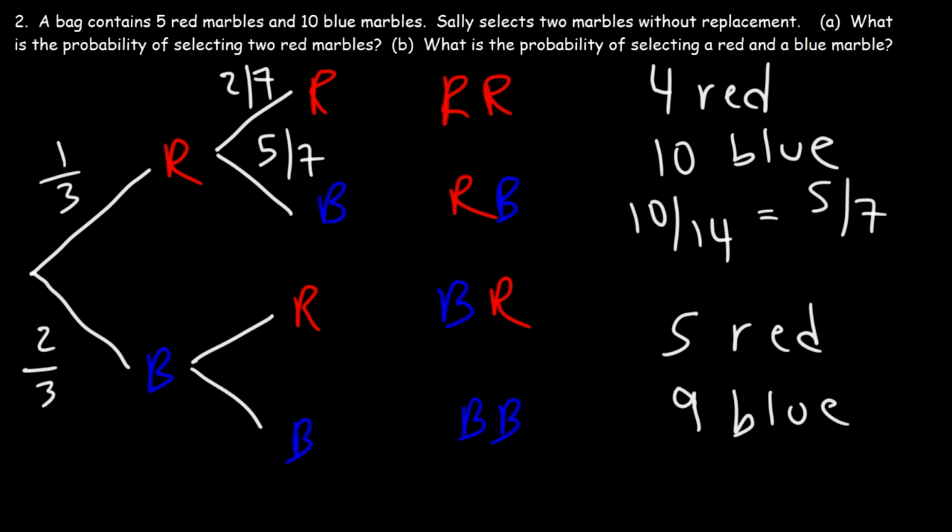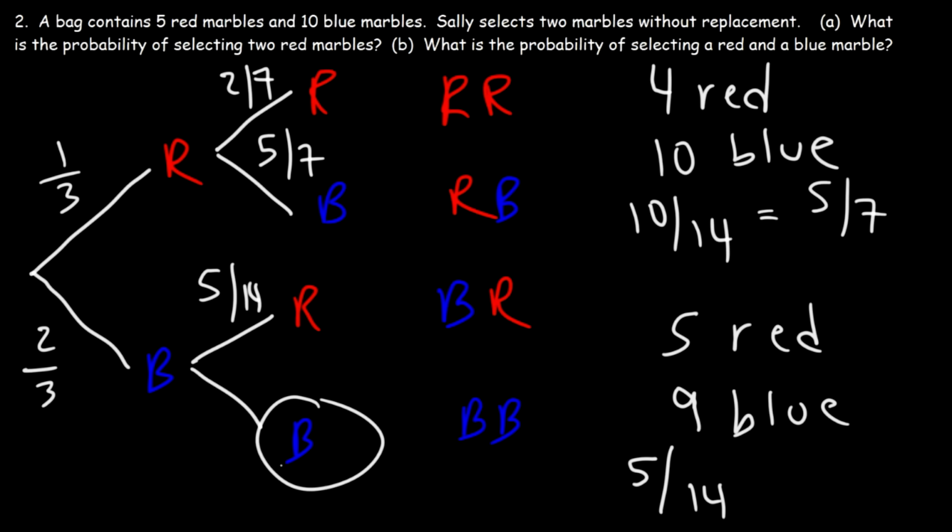Now let's look at the other side. What is the probability of getting this particular red marble after we get a blue marble on the first try? So now we have 5 red marbles out of a total of 14. So it's just 5 out of 14. Now the probability of selecting a blue marble on the second try after getting a blue marble on the first try, that's going to be 9 blue marbles out of 14.